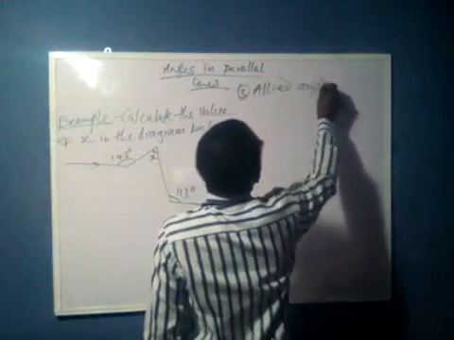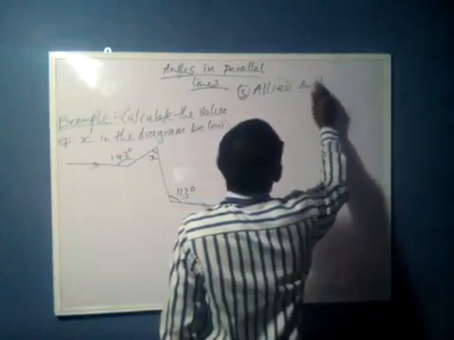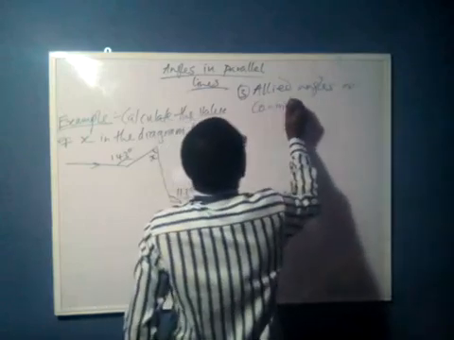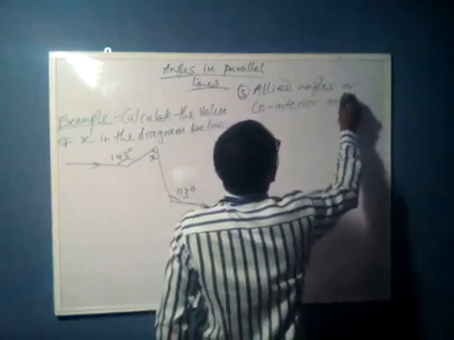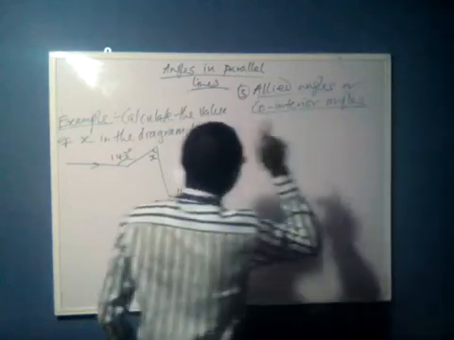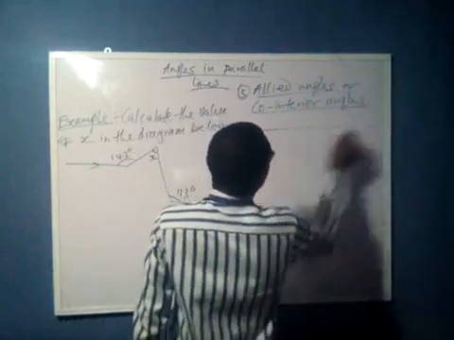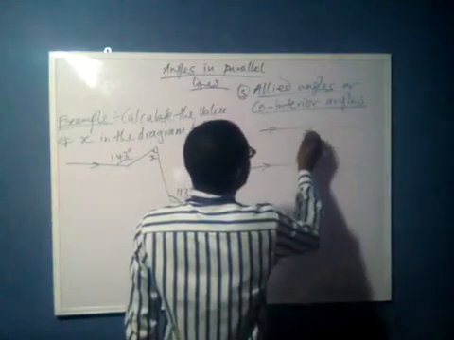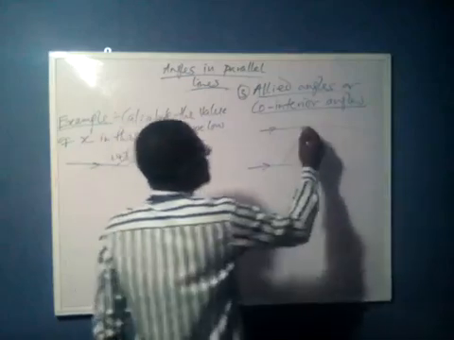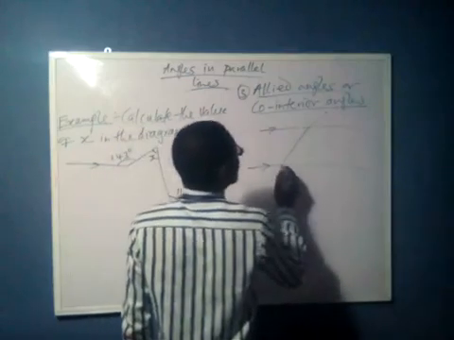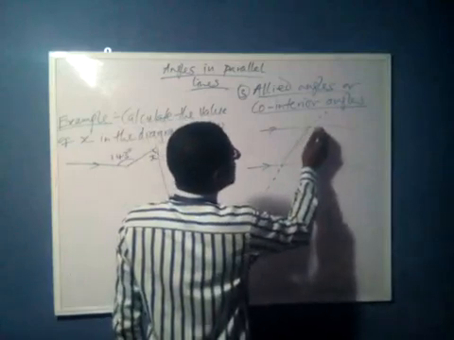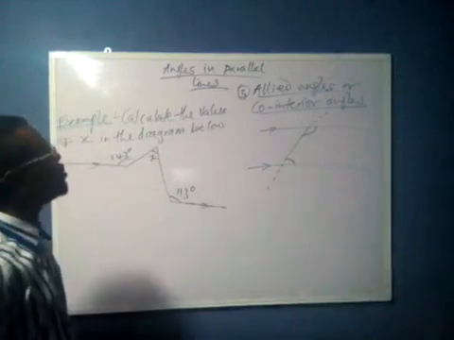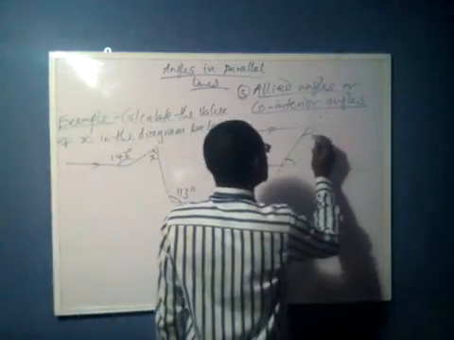Allied angles, or they're called co-interior angles. When you have two parallel lines and then you have a transversal, maybe the transversal is shortened, you can decide to elongate it. So the angles formed on the same side inside the parallel lines, those angles are called allied angles.